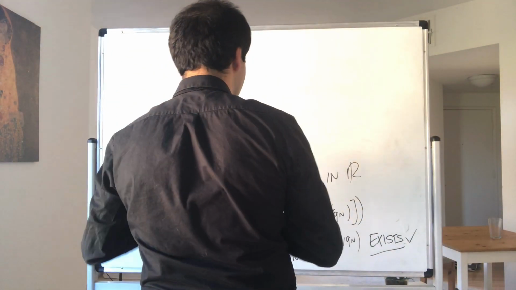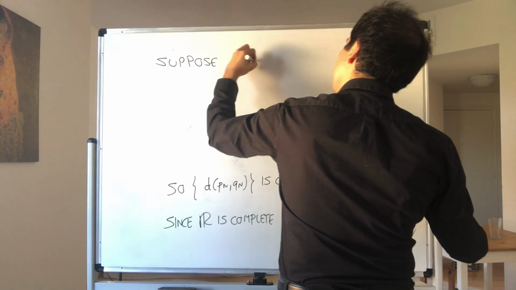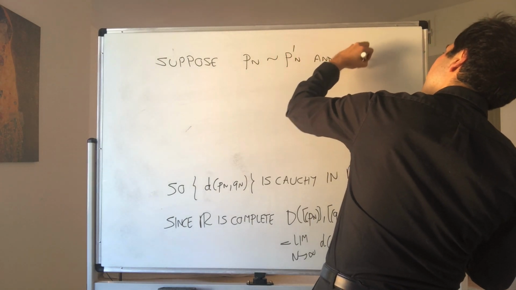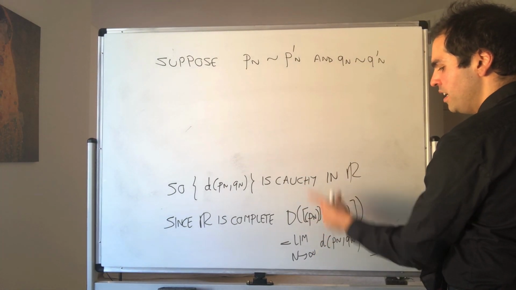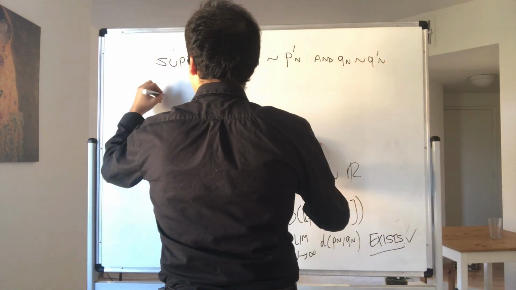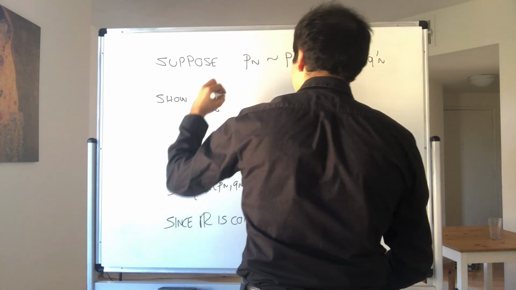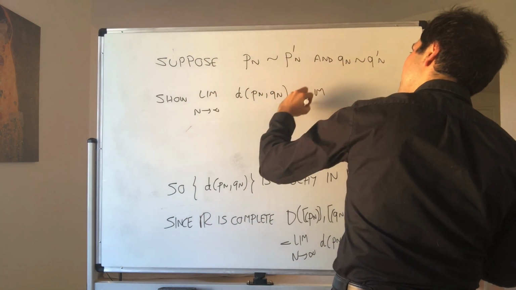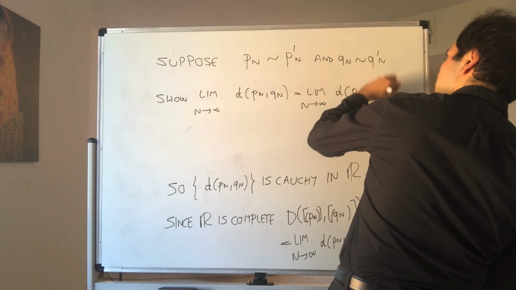So suppose Pn is equivalent to P prime n and Qn is equivalent to Q prime n. What we want to show is that the distance of Pn Qn is the same thing as the distance of Pn prime Qn prime. In other words, what we want to show is that the limit as n goes to infinity of d Pn Qn is the same thing as the limit as n goes to infinity of d Pn prime Qn prime.